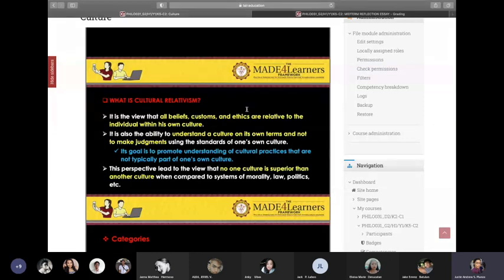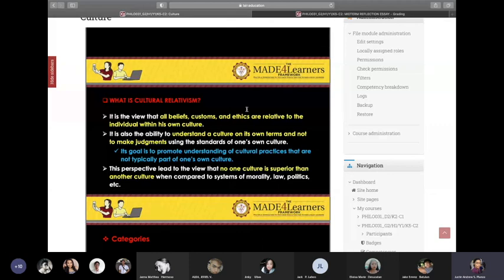So cultural relativism has a practical objective or goal. It allows a person to understand that a culture stands on its own, and therefore it would be improper to judge a culture using the standards of another culture. The goal here is to promote understanding of cultural practices that are not typically part of one's own culture.